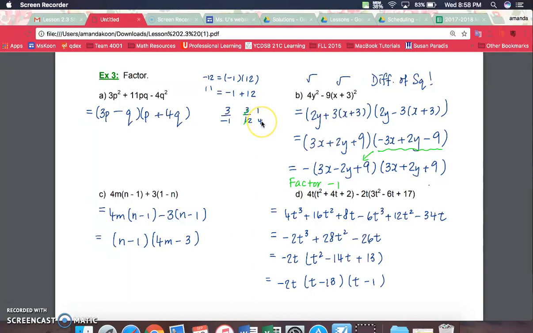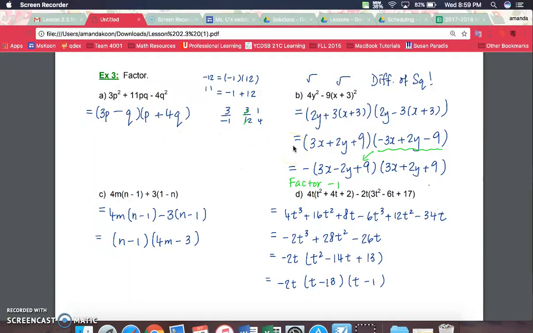Remember, these become the coefficients and the constant term in those binomials. So 3 over negative 1 now becomes 3p minus 1q. Don't forget that q. And then 1 over 4 becomes p plus 4q, just like that.